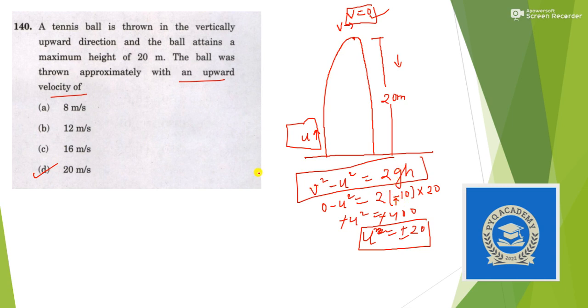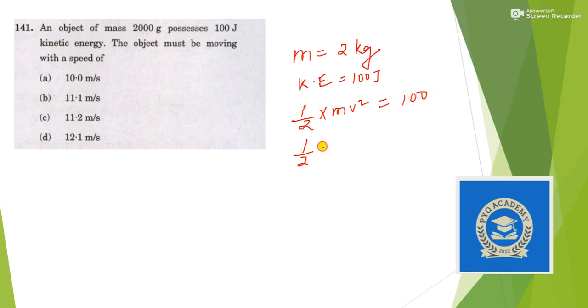Okay. Next question. An object of mass 2000 gram possesses 100 joule kinetic energy. So the mass is given, mass is 2 kg, and kinetic energy is 100 joule. The object must be, it is asking about velocity. The simple question, half mv square equals to 100 joule. So half, mass is 2, and v square we need to find.